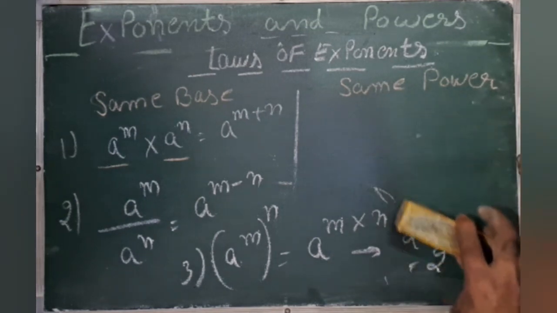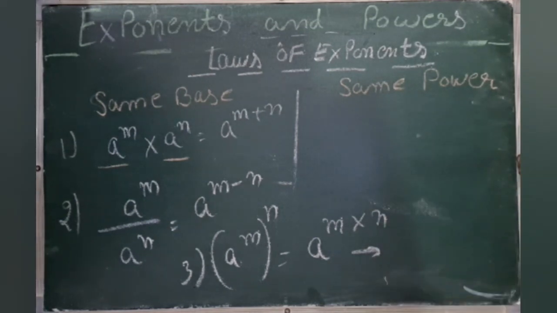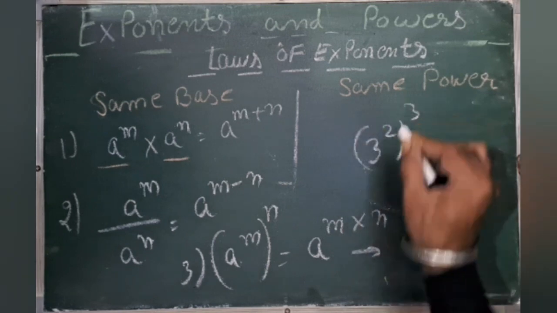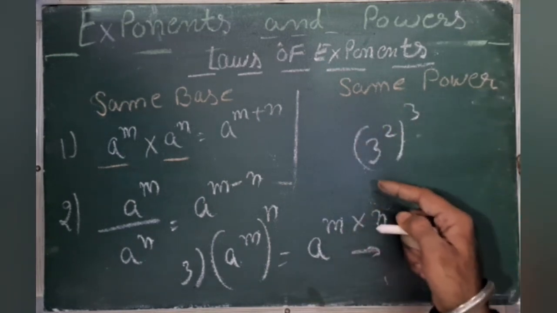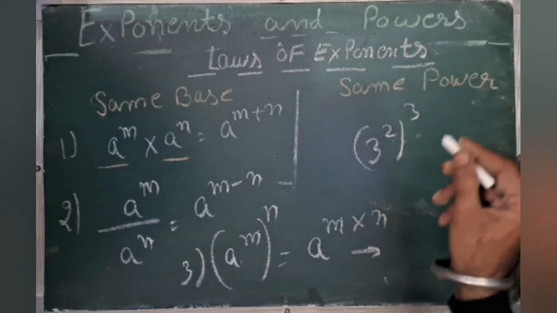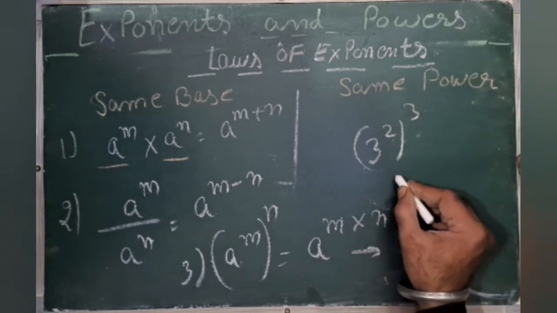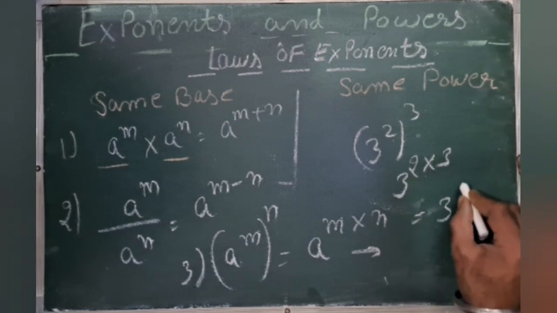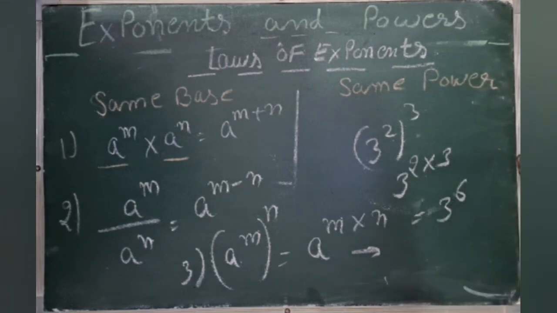One more example if we discuss, then if I write 3 power 2 and whole power is 3. So this is a power m power n. So what do we do in this case? Again we'll multiply. 2 3s are 6. So that is 3 raised to power 6. I hope you understood this concept. In the next video, we'll discuss the laws of the exponent for the same power.